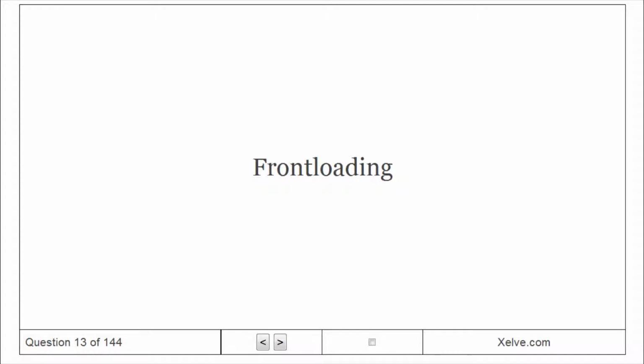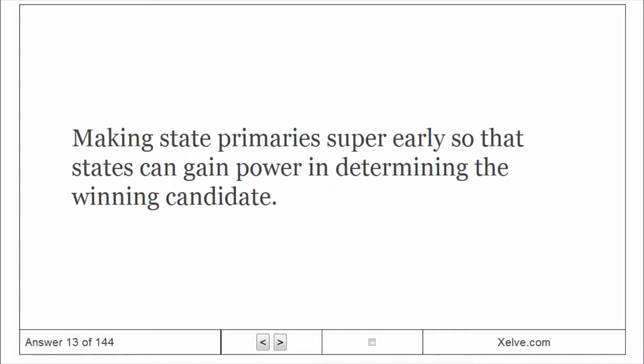Front-loading. Making state primaries super early so that states can gain power in determining the winning candidate.